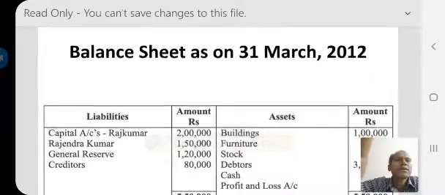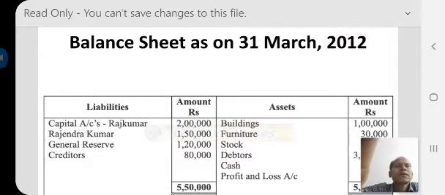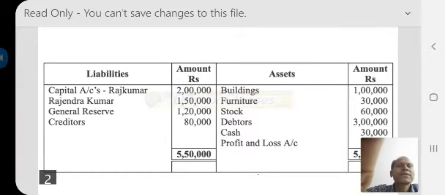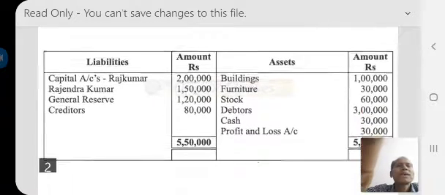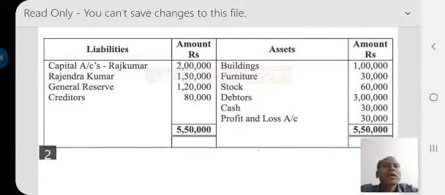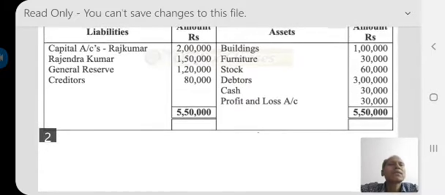Again we are seeing the balance sheet as on 31st March 2012. Capital accounts, Rajkumar 2 lakhs, Rajendra Kumar 1,50,000. General reserve 1,20,000. And creditors 80,000.